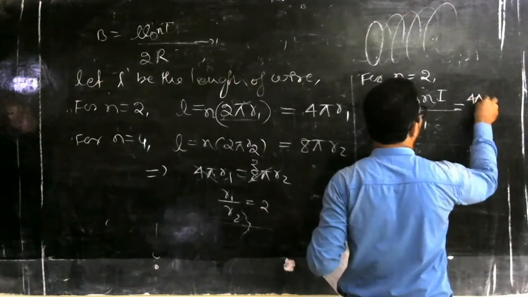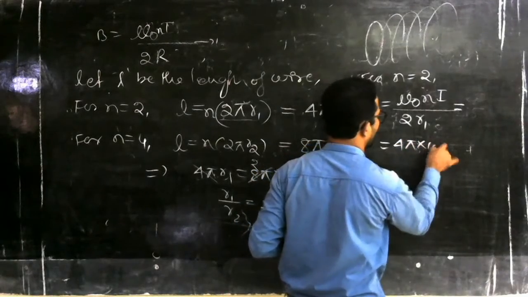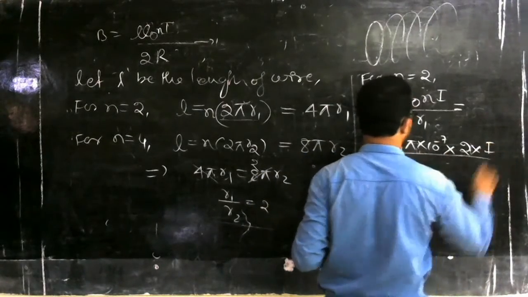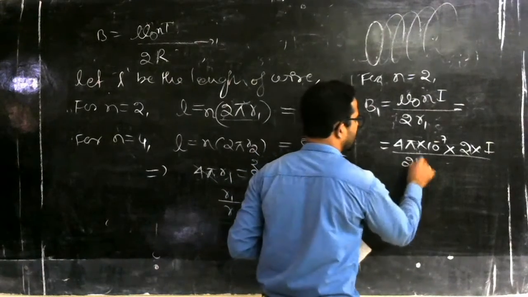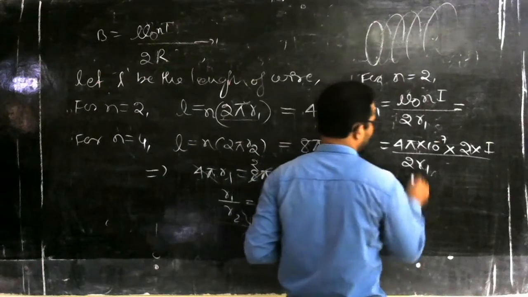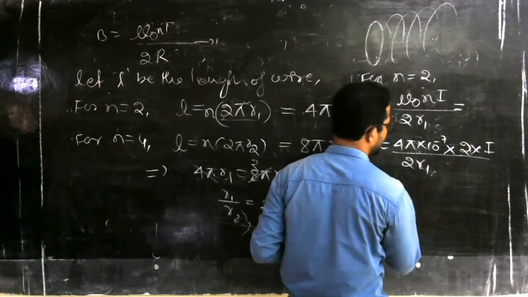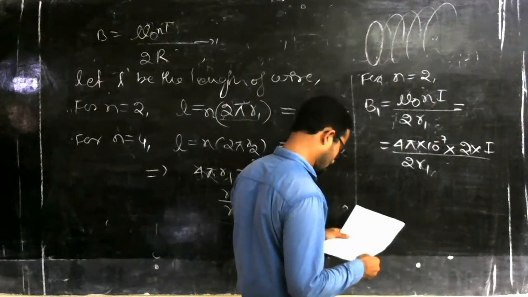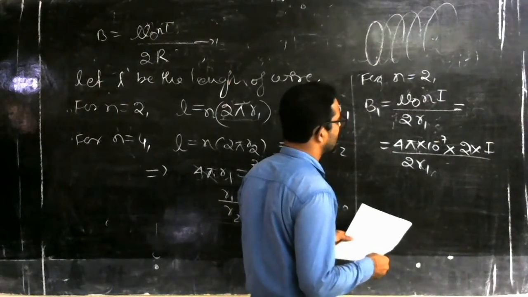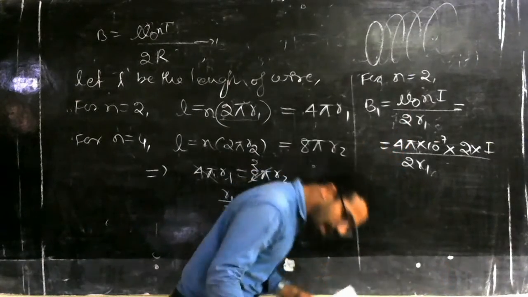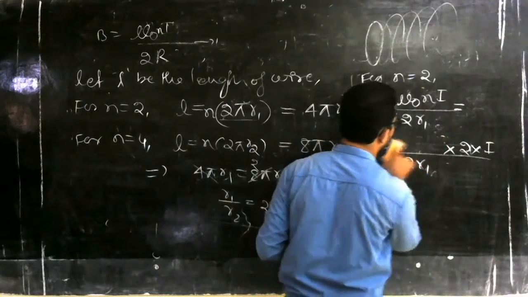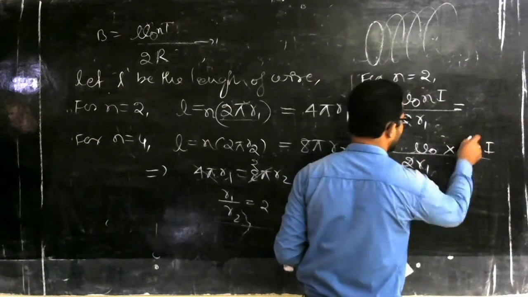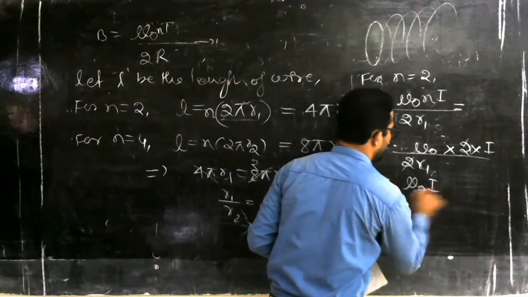So mu naught means 4 pi into 10 to the power minus 7. N means it is 2 into current. Current is the same current which is flowing in both the loops. 2 into R1. So here, no need to substitute the value for this mu naught. It will cancel later. Mu naught into this much, that is why 2 cancels. So remaining is mu naught I divided by R1.